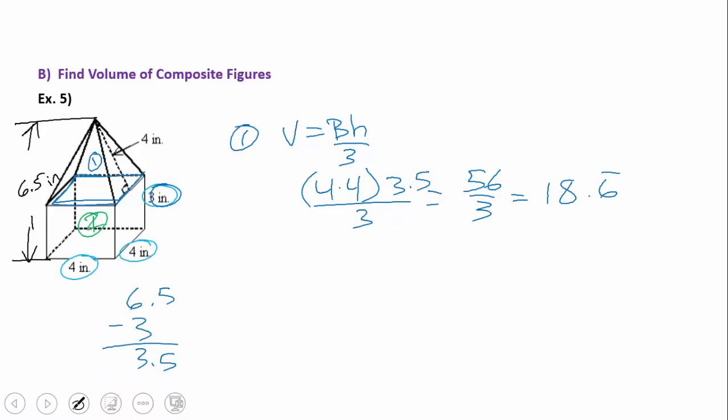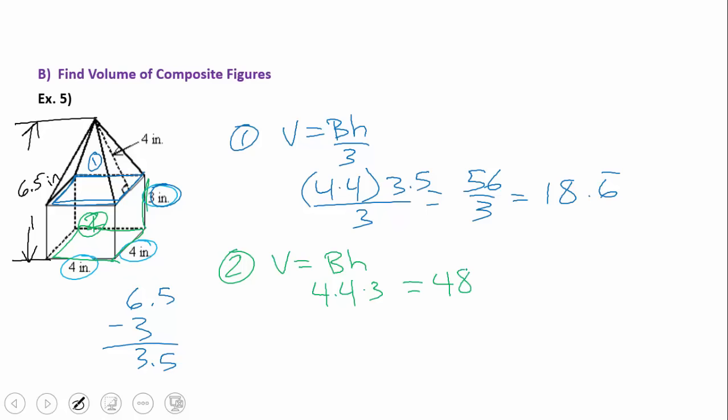Oops, that's number 2. 2 is the prism. So the prism, that is a rectangular prism, and we know that the volume of that is area of the base times the height. And of course the base is going to be the same. We have 4 by 4, and the height of this one is 3. And 4 times 4 is 16, and 16 times 3 is 48. So now we're just stuck with adding those together.